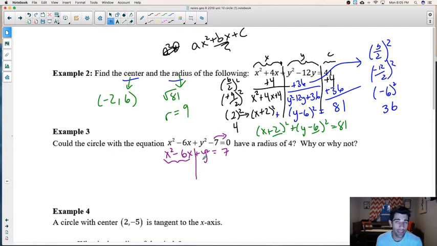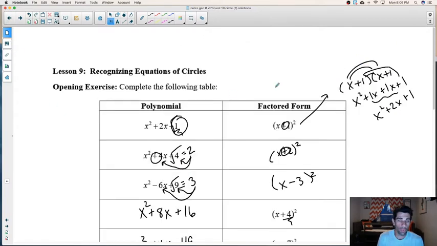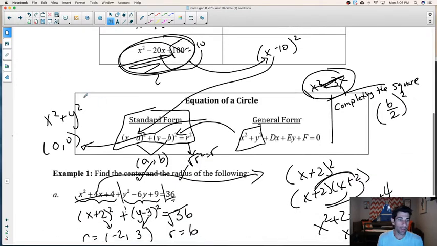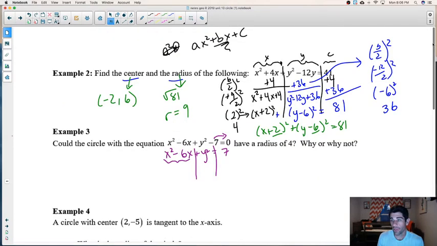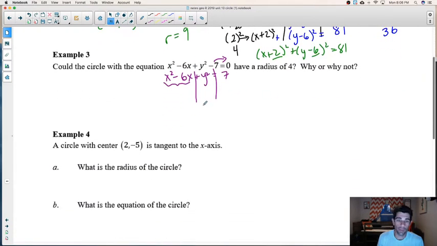There's nothing I can do with that. Well, what about this y? He's all alone. What happens when you have an x squared or a y squared all alone? What did that mean? I showed you before. What it meant was that the value was 0. So that's the y, the value is going to be 0. So I don't have to do anything to that guy there.